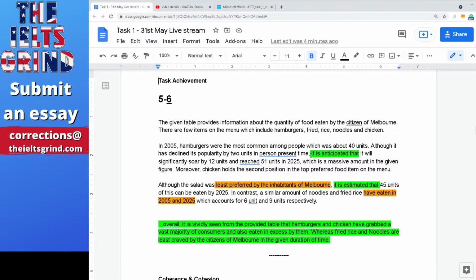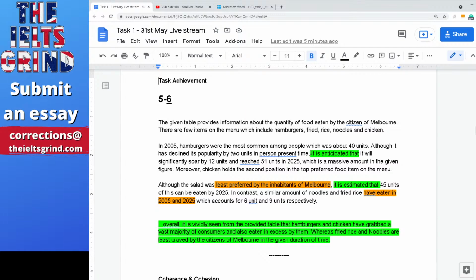If Nazrin had said it will be this on its own, it's not really showing that they've understood the question. But by saying it is anticipated that, we know that Nazrin knows it's a prediction. That's really good. So it is anticipated that it will significantly soar by 12 units and reach 51 units in 2025, which is a massive amount in the given figure. Moreover, chicken holds the second position in the top preferred food items on the menu.